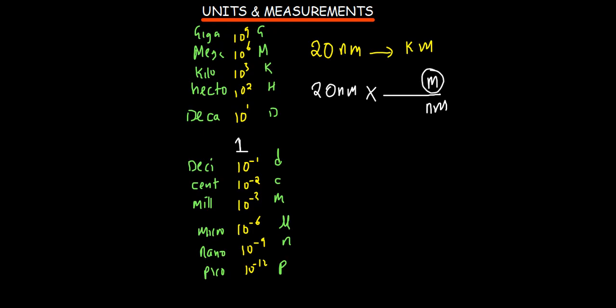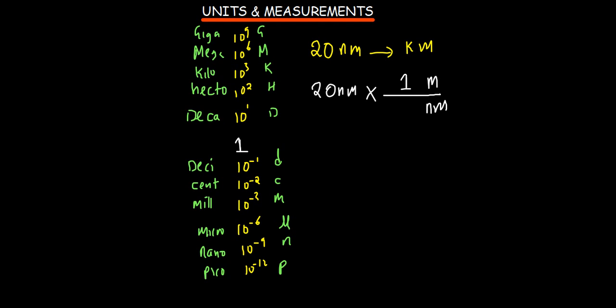There is no letter in front here, so there is no prefix. In comparison to a nanometer, a meter is bigger because nano is on the negative side. So in front of a meter, I'm going to put 1. But remember, what does nano mean? 10 to the power negative 9.